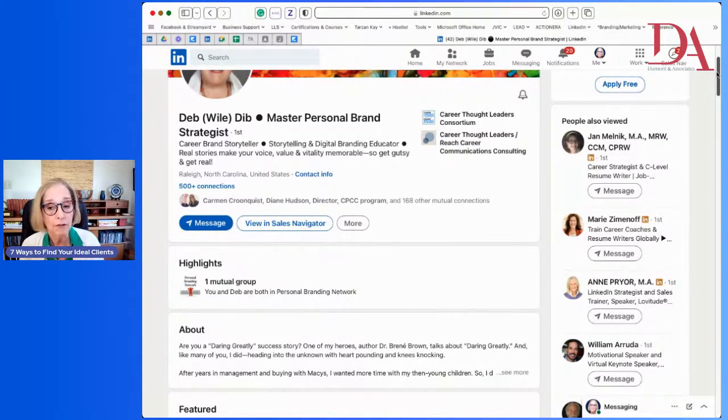Deb happens to have a lot of people who are career strategists, and she interacts with them in a lot of different ways. But you can see, if you are looking for someone who worked with career strategists or was a strategist, that happens to be what Deb is. She's a master personal brand strategist. And so there are people over to the right side here that are similar. So if you have a client that you believe is ideal, you can go to their profile and see if they have people also viewed, because those will be people who likely have something in common with them. Okay, so that's number two.